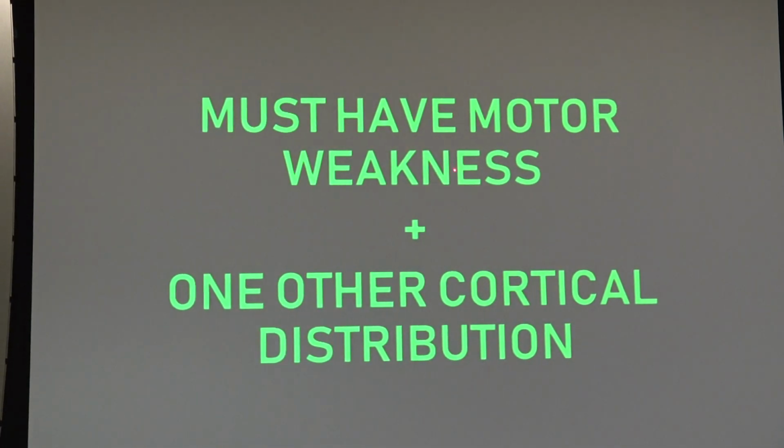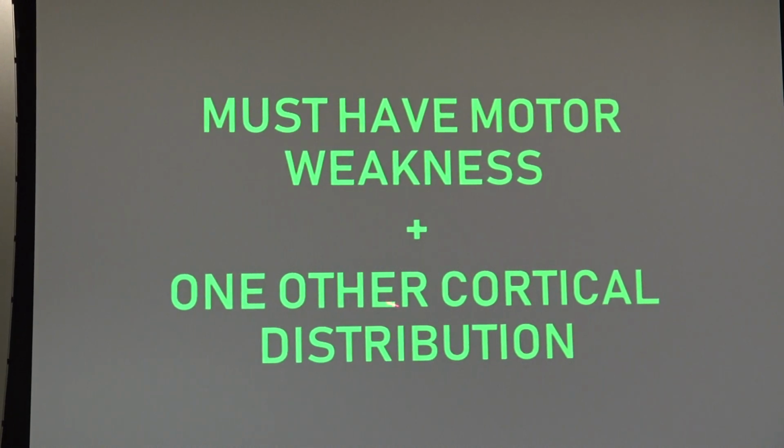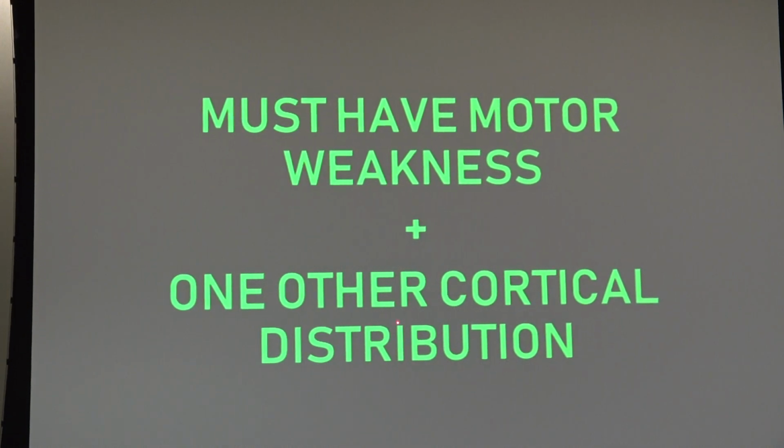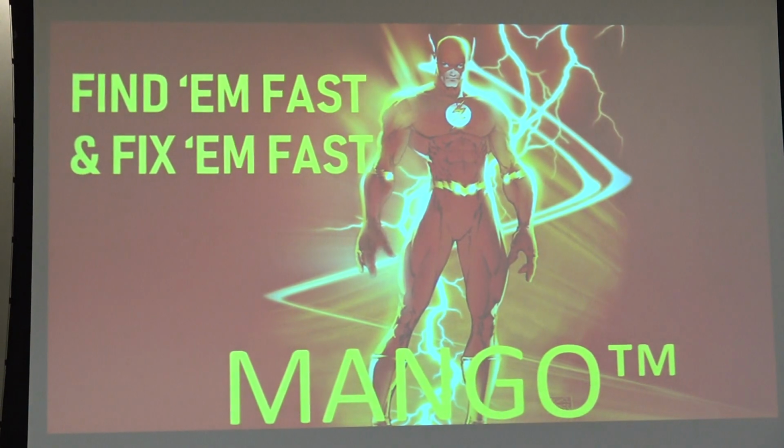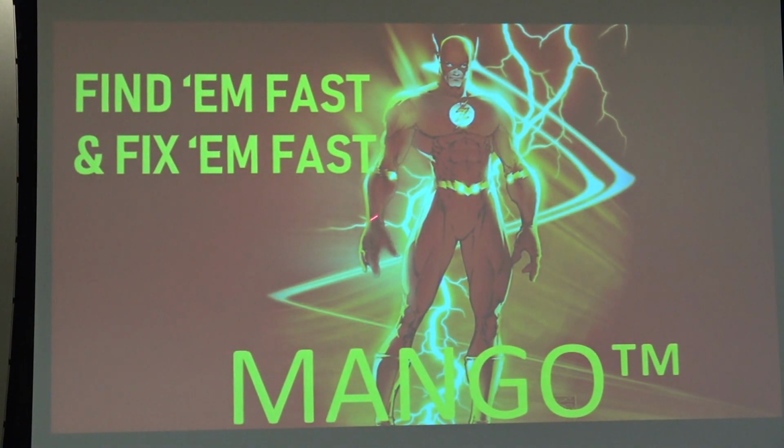Again, to be Mango positive, we must have motor weakness plus one other cortical distribution. This whole lecture can be summarized in this one slide. You must have motor weakness and one other cortical distribution involved to be Mango positive. If you can do that, you could find them fast so we can fix them fast.